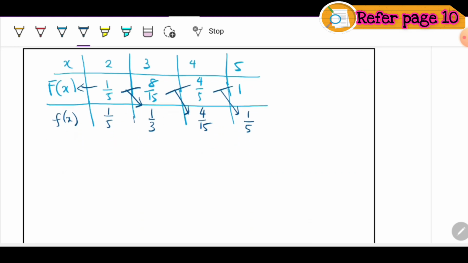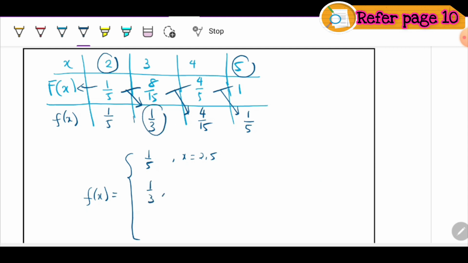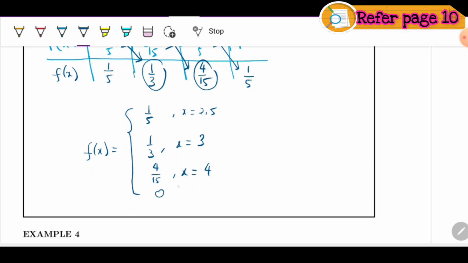Then write your answer as the probability distribution function. So the probability is 1/5 when x equals to 2 and x equals to 5. The probability is 1/3 when x equals to 3. The probability is 4/15 when x equals to 4. And don't forget 0 otherwise.